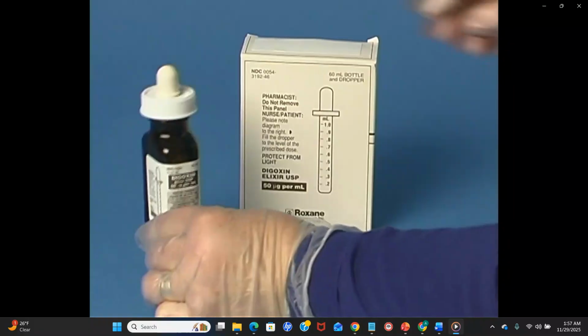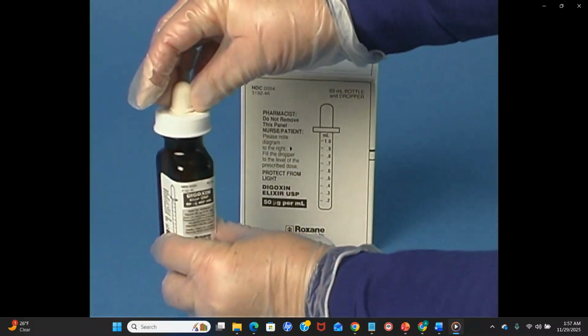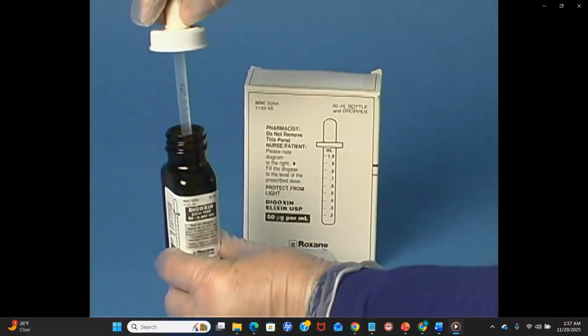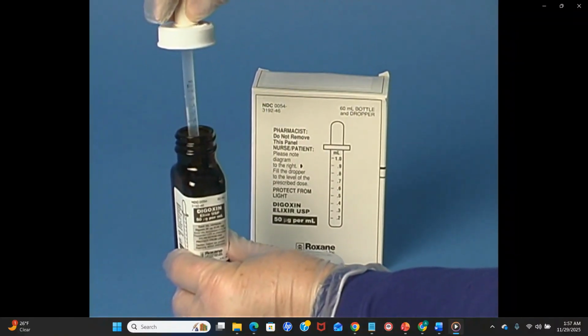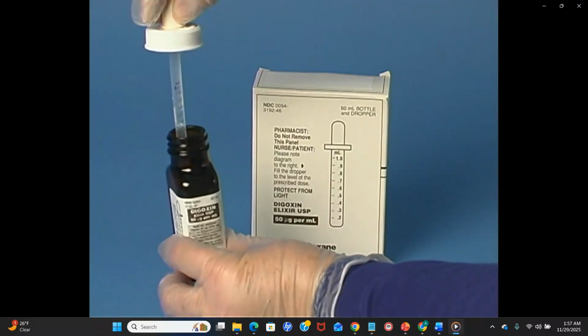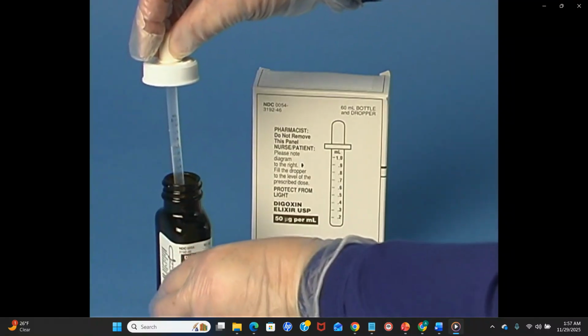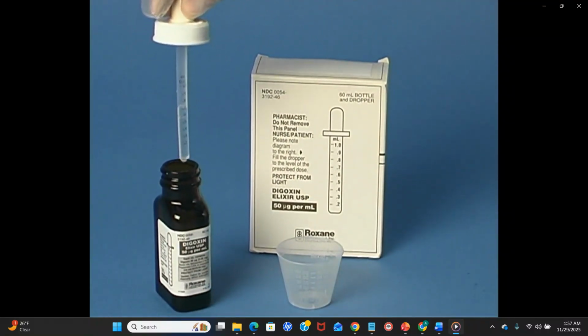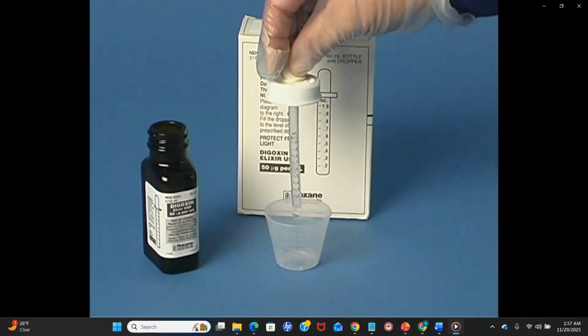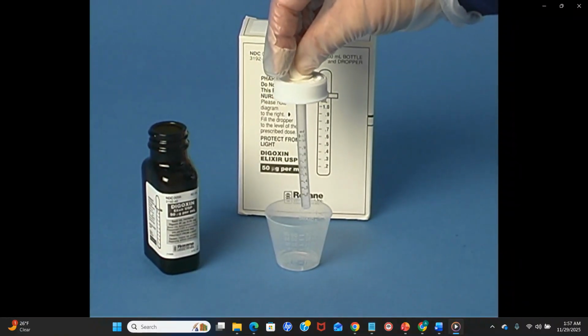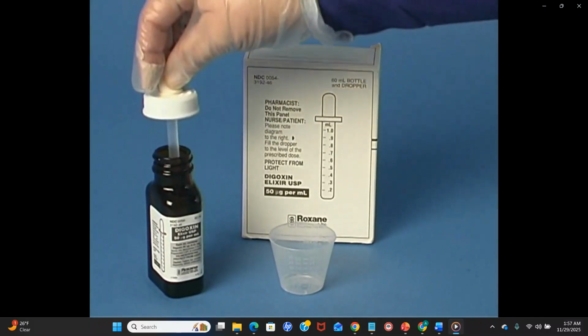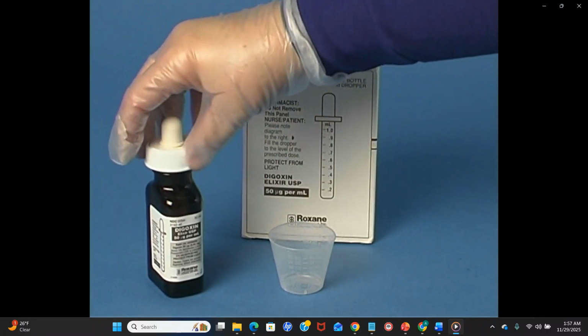To get the right dose into the dropper, pull the dropper out of the bottle far enough to see the marked measurements. Squeeze the bulb on top of the dropper and slowly release the pressure. Keep the same amount of pressure on the bulb and move the dropper over the medication cup. Squeeze the bulb completely to dispense the medication into the medication cup.